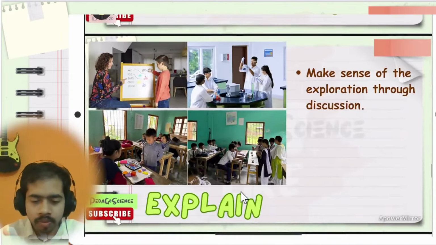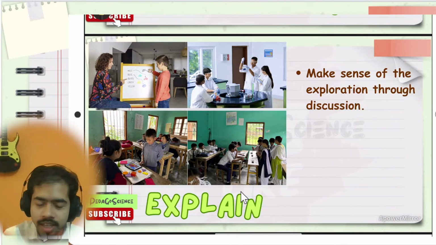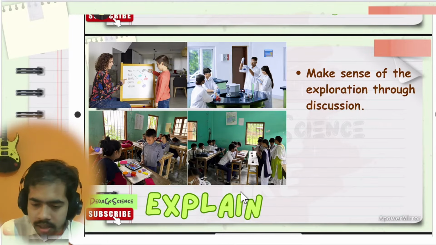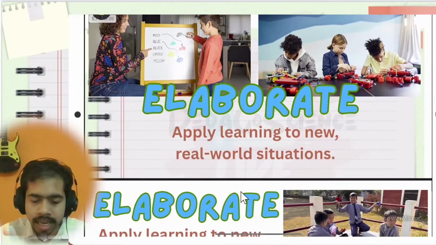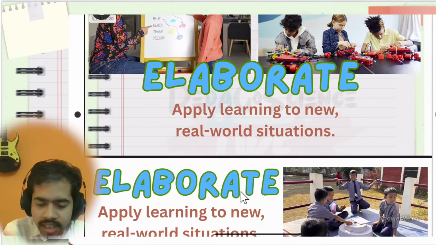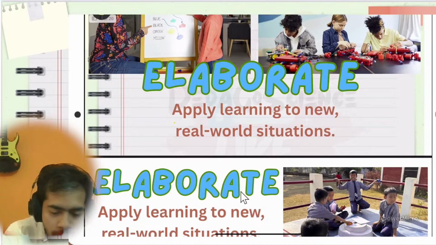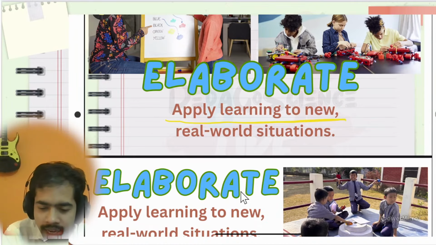So I hope from the next time you will do this type of activities. Let them first become curious, then let them explore something. I will definitely provide a small example after a while. Let me complete the cycle first. Then in explain, I just said explain, how to explain, then elaborate. So in the elaborate section, we should give them the opportunity to apply learning to new, that is real world, situations.